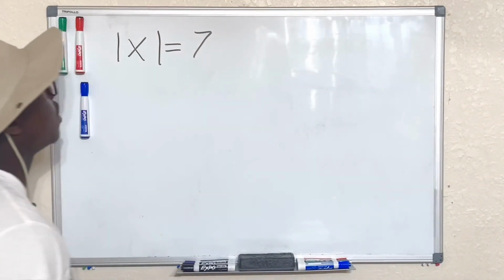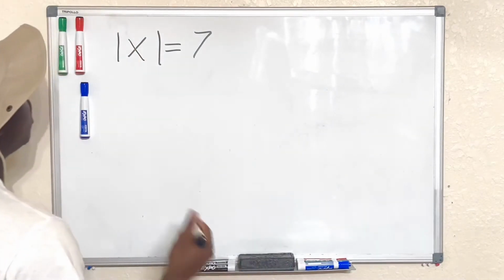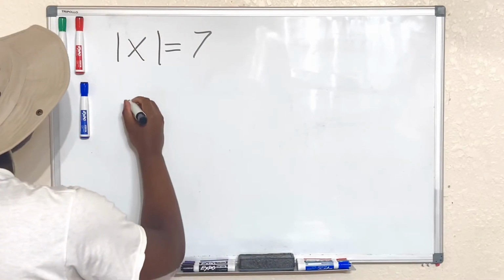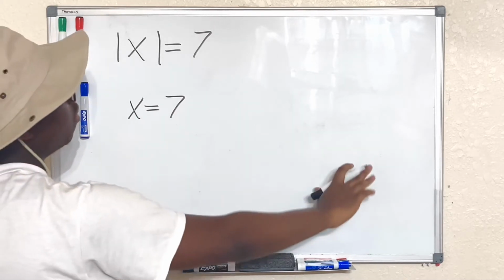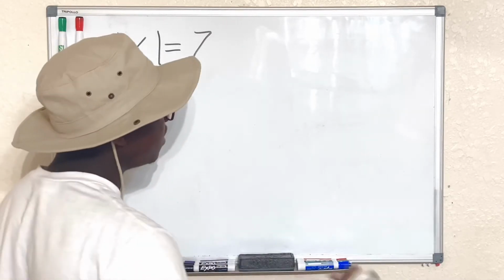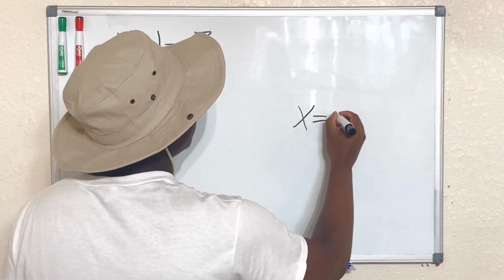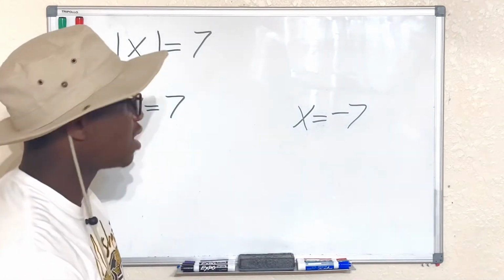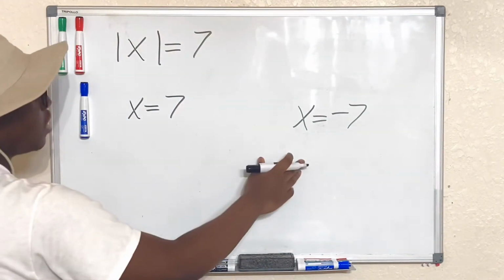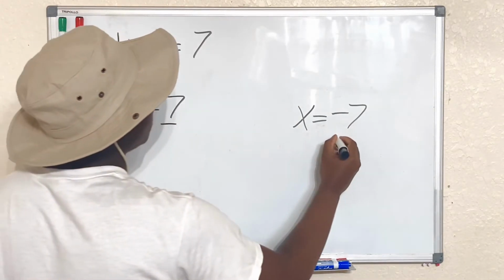So let's get started. What you want to do here is create two different problems. We're going to have x is equal to 7, so we're going to pull that out. In the second problem, we're going to have x is equal to -7. Normally this would be more complex, but since there's nothing else with x, we're just going to leave it as is. So our two answers are 7 and -7.